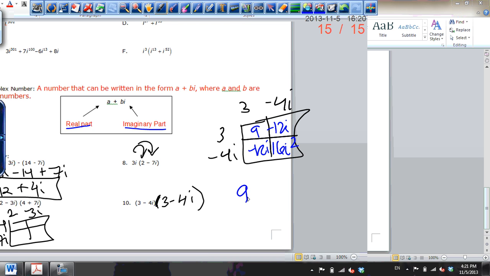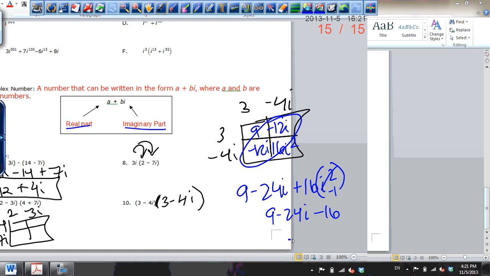So I got 9 minus 24i, because negative 12i, negative 12i, and then plus 16i squared. Well, 16i squared, remember, that's negative 16. So then I'm going to have 9 minus 24i minus 16. And we put our real part first, so 9 minus 16, that's negative 7, minus 24i. Boom shakalaka. Now that was quick.